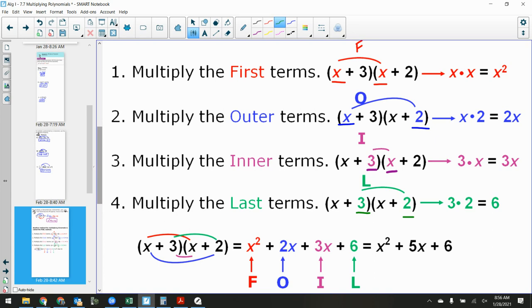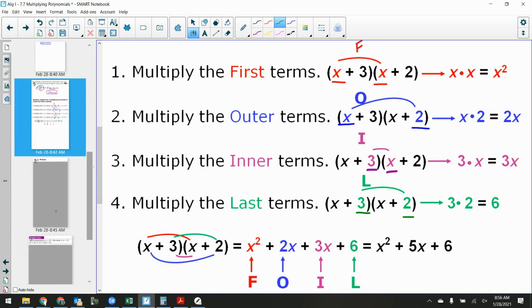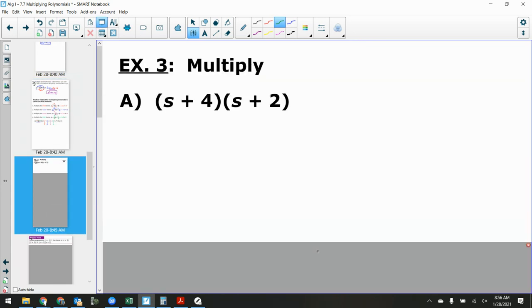Guys, I'll tell you what, everybody always says, oh, FOIL method, that's so fun. Guys, the FOIL method is just the distributive property used twice. That's really all it is. So if you don't even want to remember this FOIL thing, you don't have to, as long as you do the distributive property correctly. Twice. So let's try it. Let's multiply these two things together. S plus 4 and S plus 2.